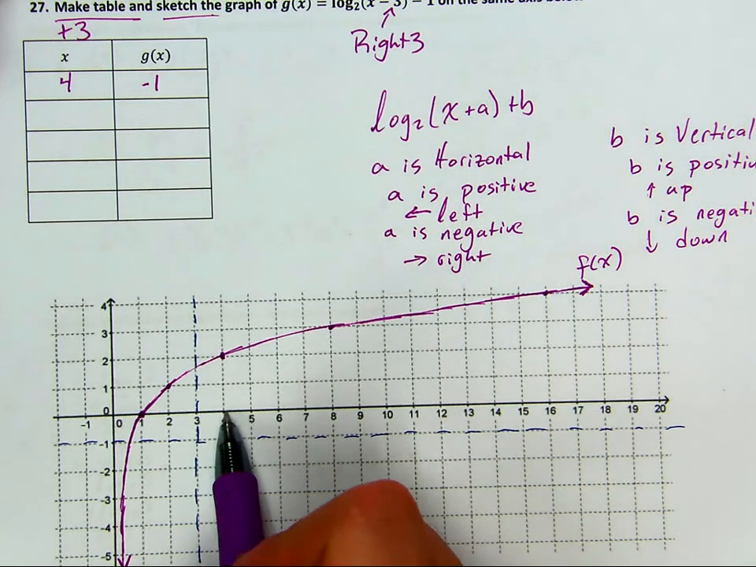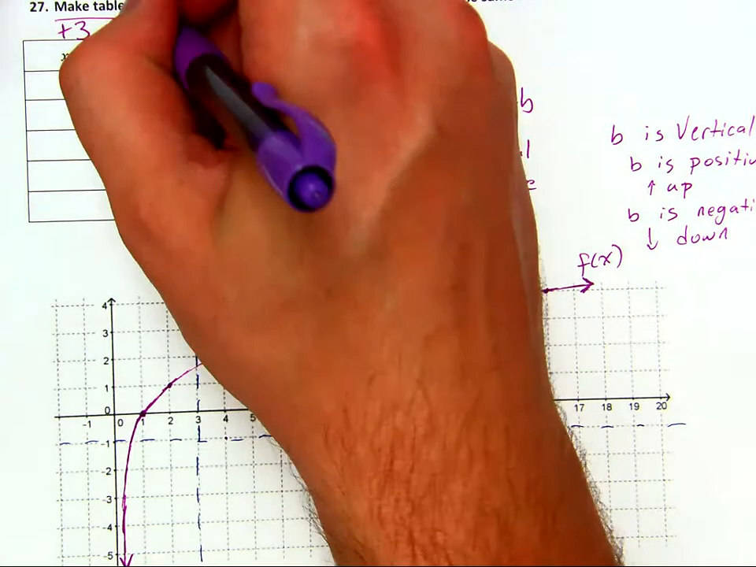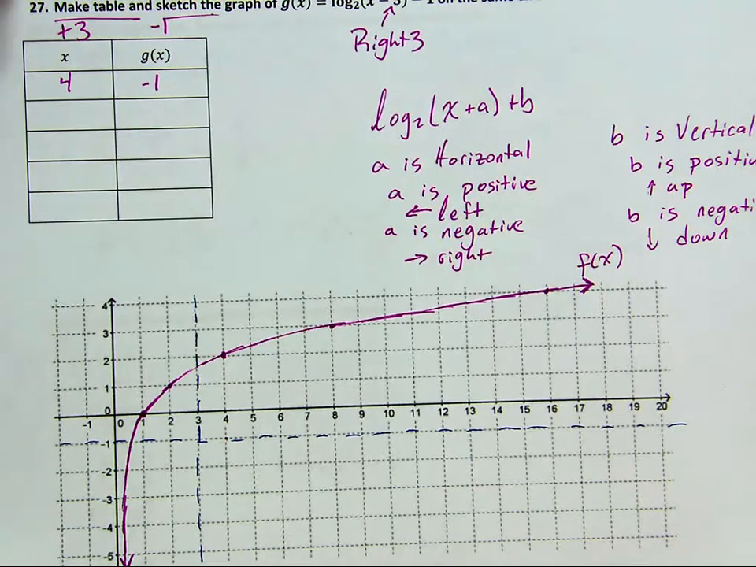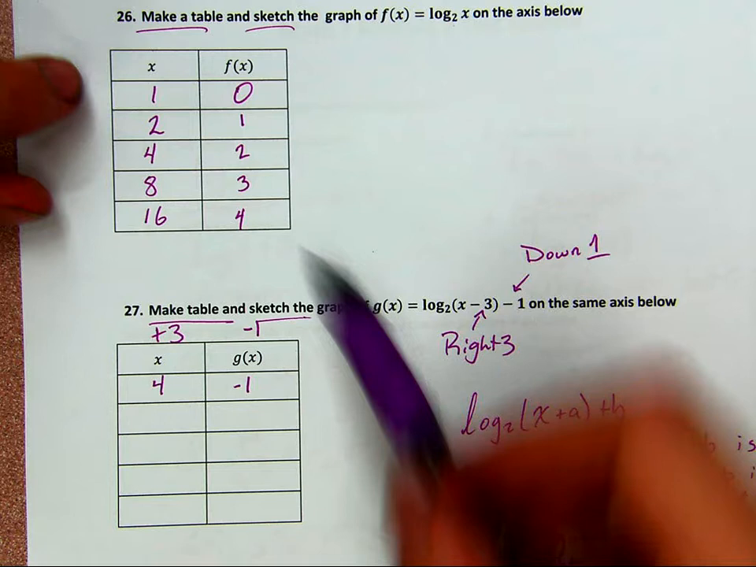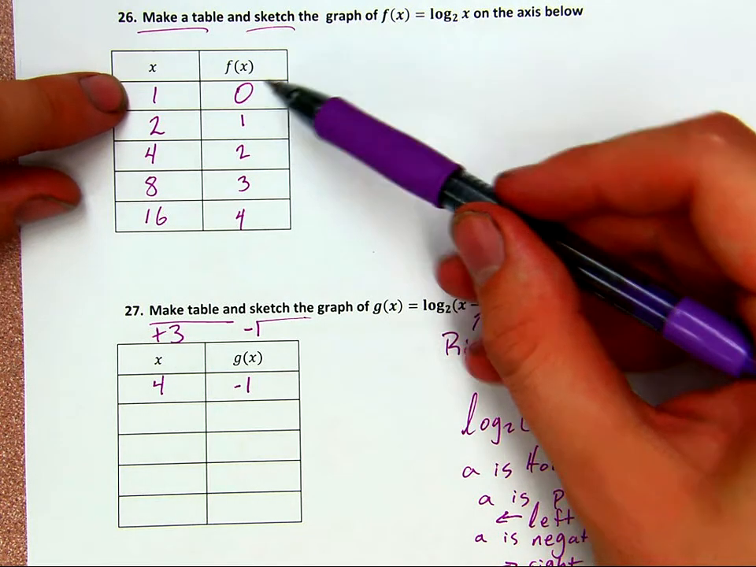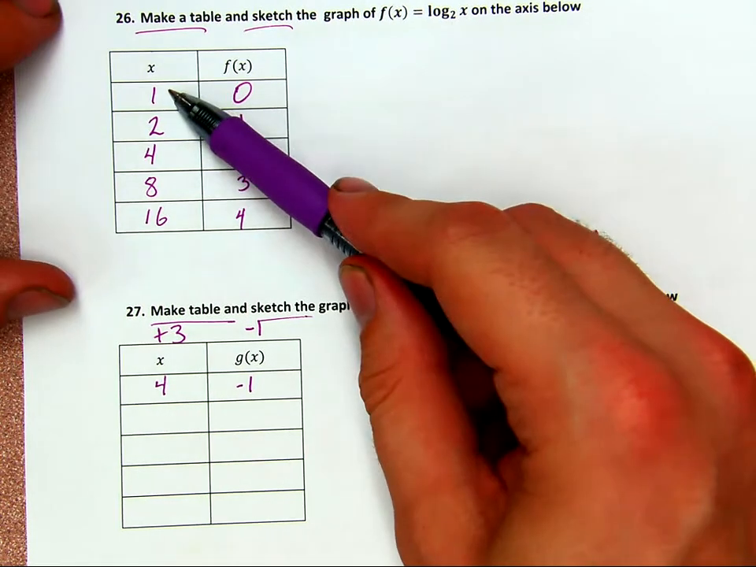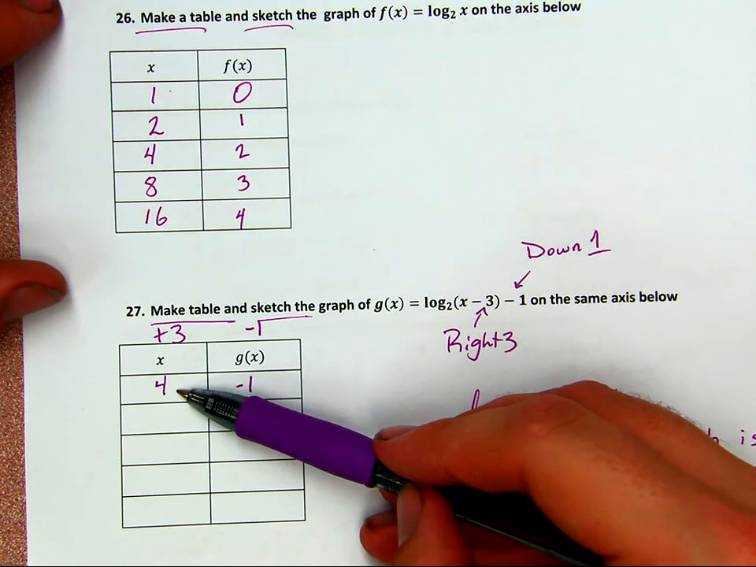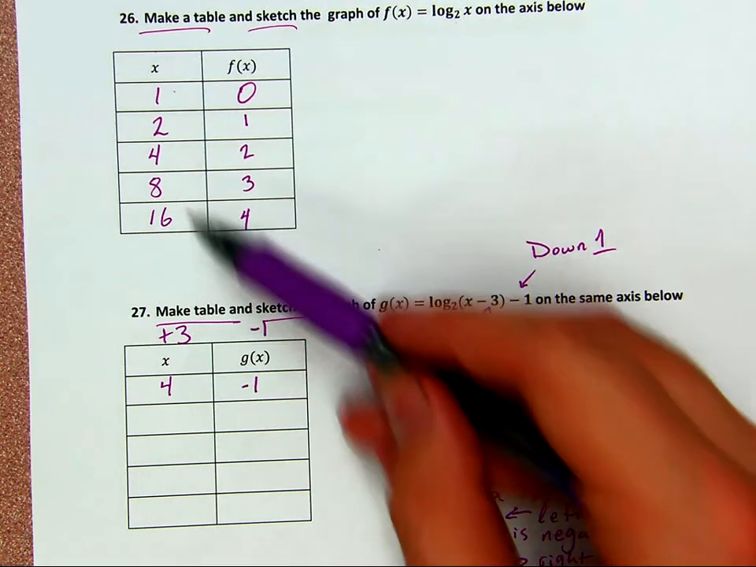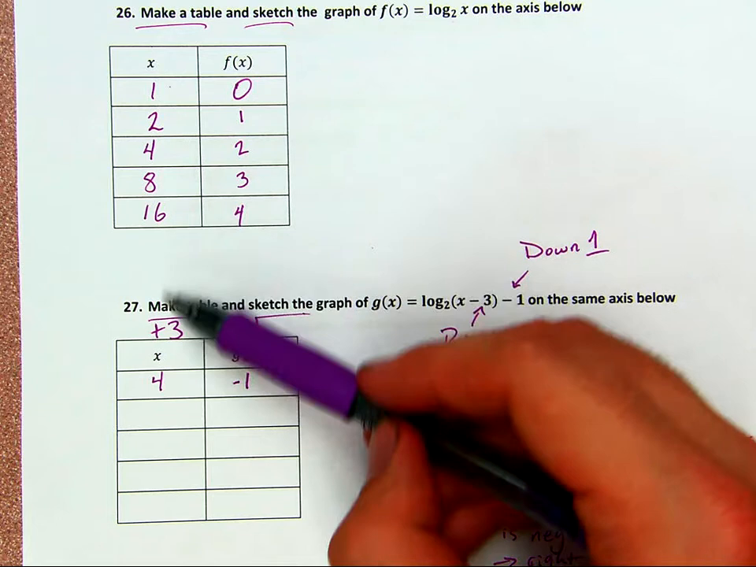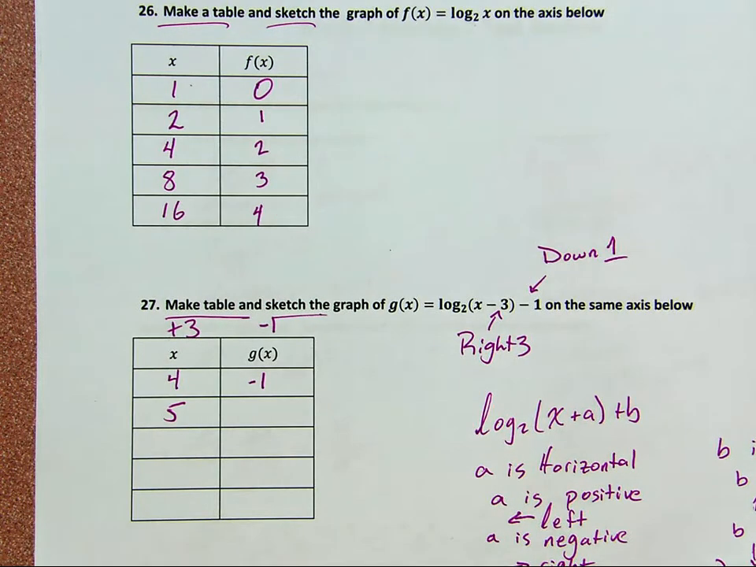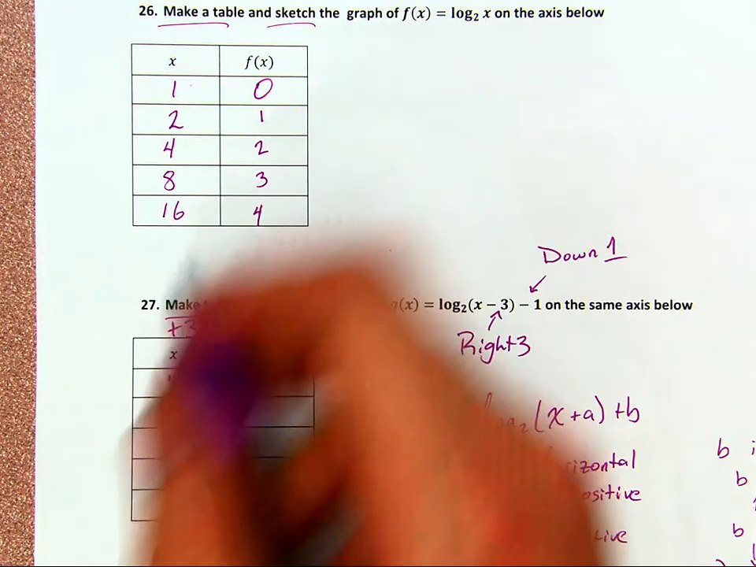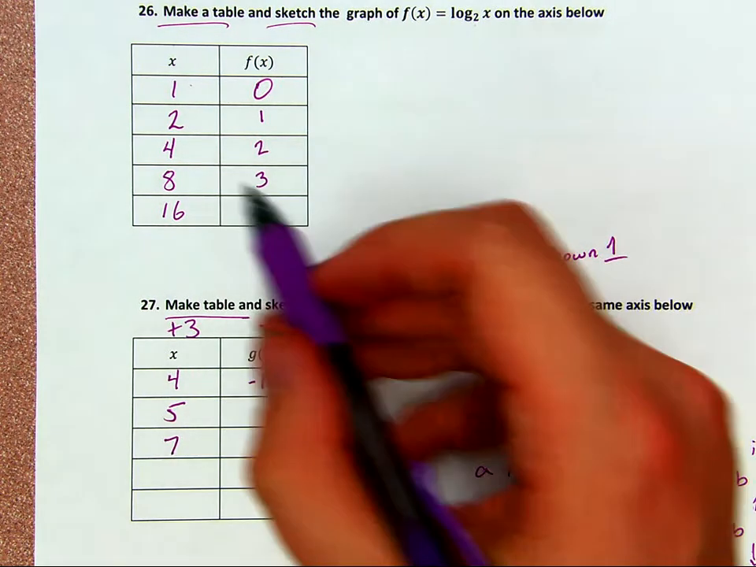So over here, the first point was 1, 0. Take this x value here, 1, add 3 to it, you get 4. Do the same thing with this 2. Take 2 plus 3, you get 5. 4 plus 3 is 7. 8 plus 3 is 11. And then 16 plus 3 is 19.